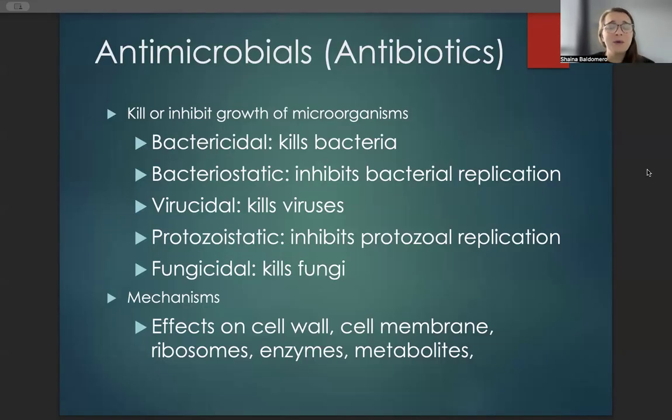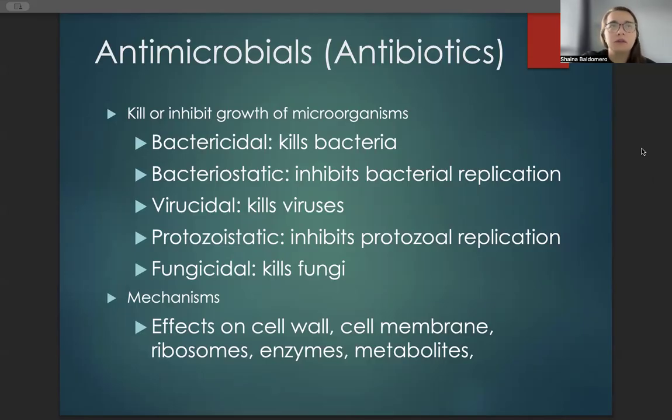All right. So our first topic that we're getting into is antibiotics, also known as antimicrobials. These medications will kill or inhibit the growth of microorganisms. Be aware that there are several different types of antibiotics, and it's not one size fits all.